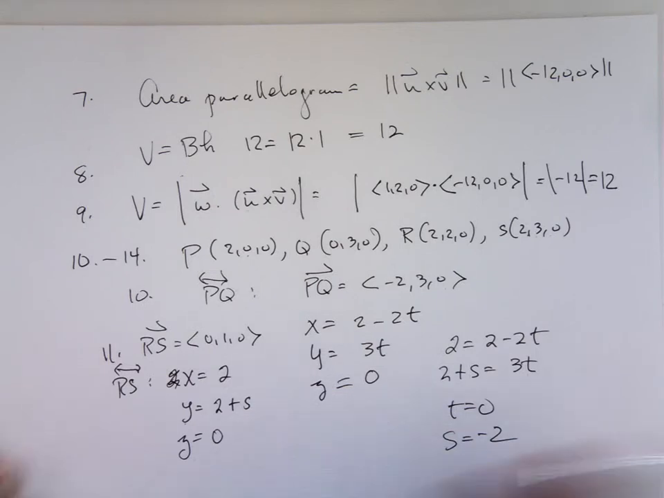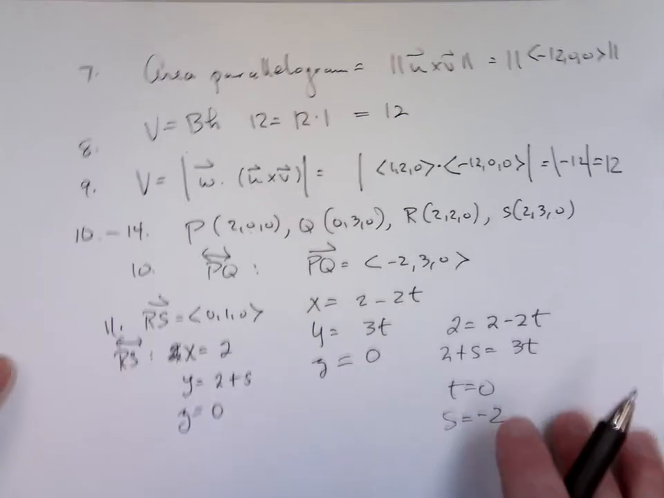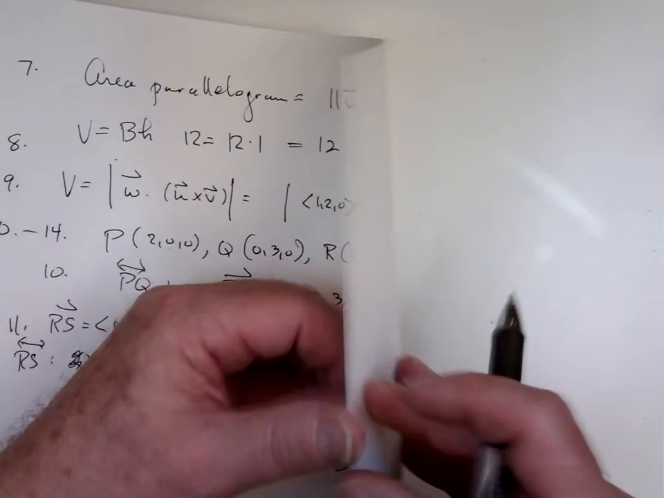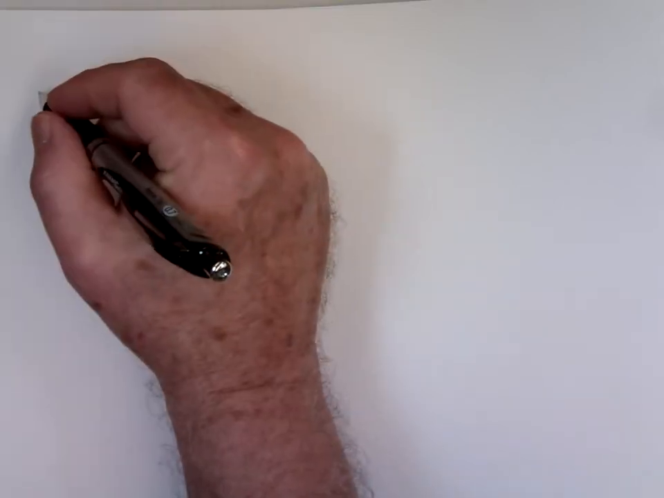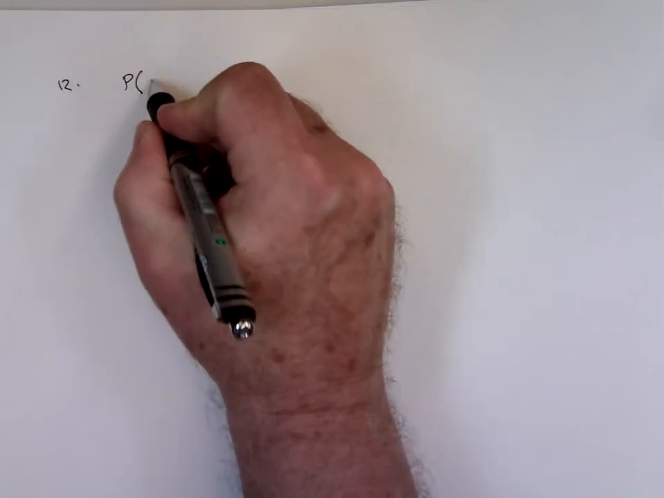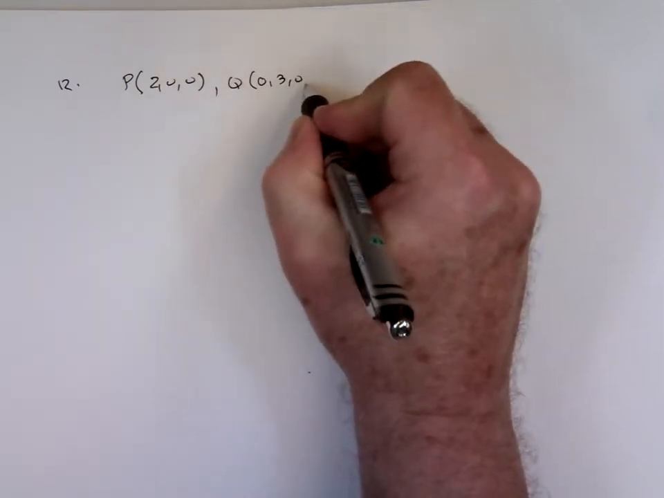All right, number 12. Normal to the plane determined by the points P, Q, and R. All right, so let's do that. Normal to the plane, P, Q, and R. All right, here we go. This is number 12. P, Q, R.